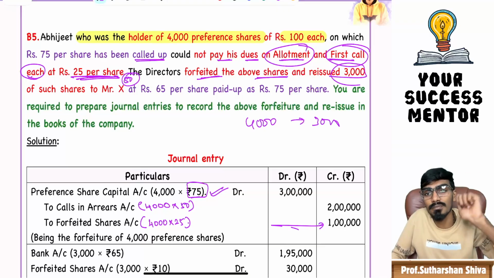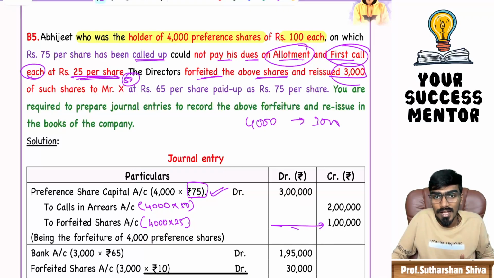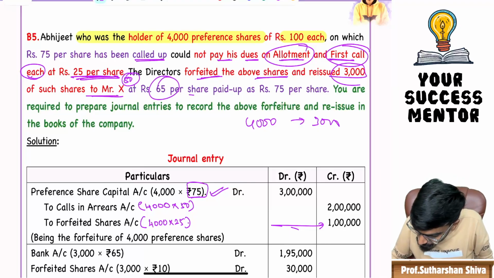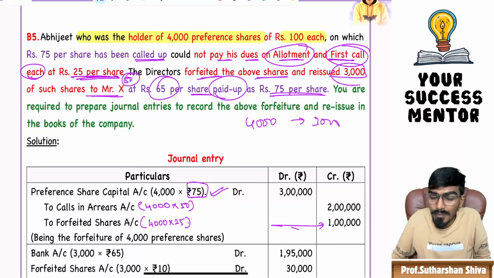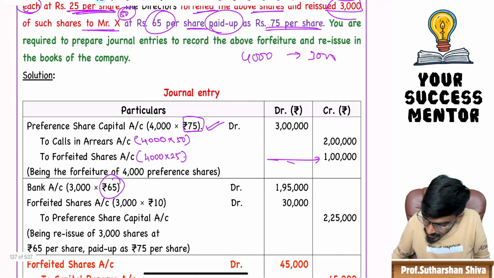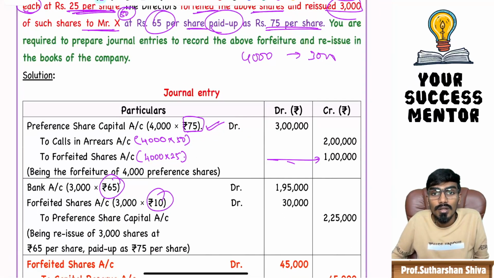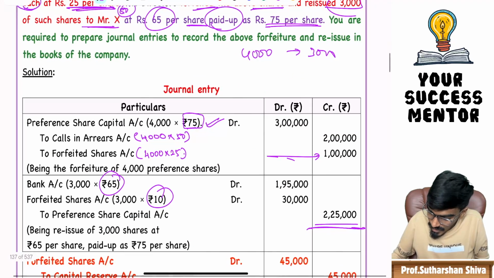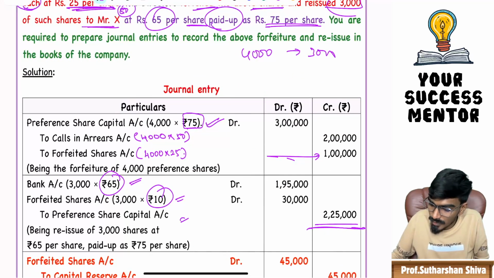The similar question which we have seen before. That same thing. But they said such shares of Mr. X at rupees 65 per share paid up as rupees 75 per share. So in the bank you should put 65, and the remaining 10 rupees you should put as 10, and you will be putting preference share capital of 75. Here it is 65, here it is 10, here it is going to be 75.